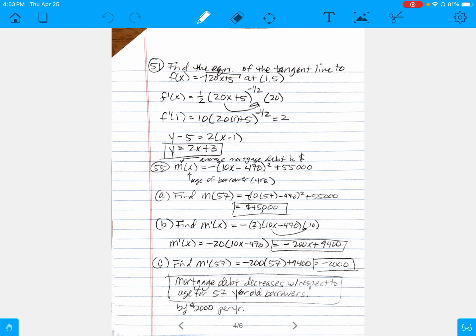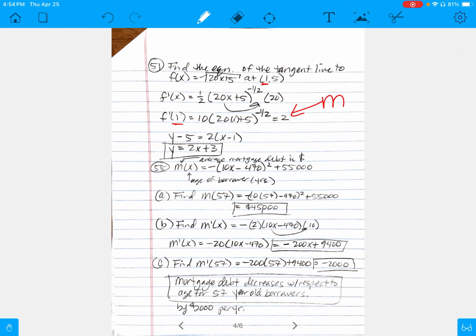So the very first thing that I did was find the derivative of f, which is 10 times the quantity (20x + 5) to the negative 1/2. And then because we specifically want the equation of the tangent line at (1, 5), I plugged 1 into that f prime function to find out what the slope of the tangent line is at that point. And the slope of the tangent line is 2.